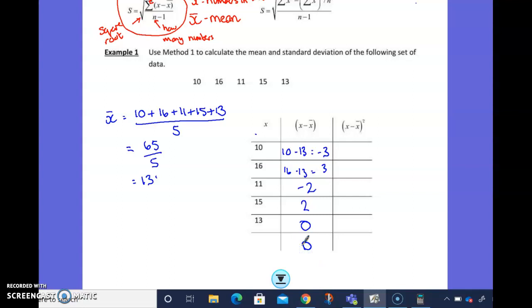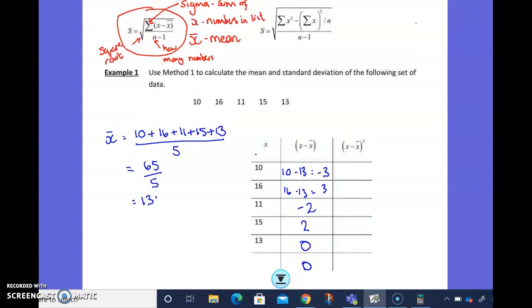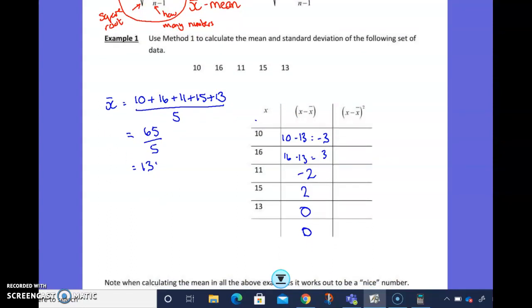The next column then, we want to do X minus X bar squared, and I've just noticed that I've still not fixed this in my formula list. This here, standard deviation, there should be a squared here. It's the sum of X minus X bar all squared. So to get that part in our formula, we need to square each of these numbers. So we're squaring our answers.